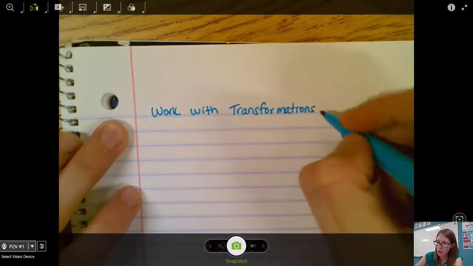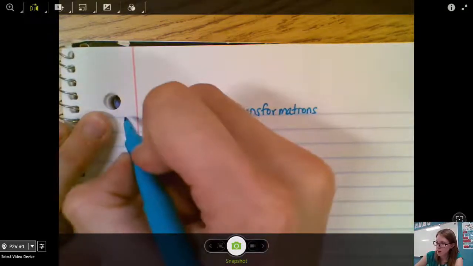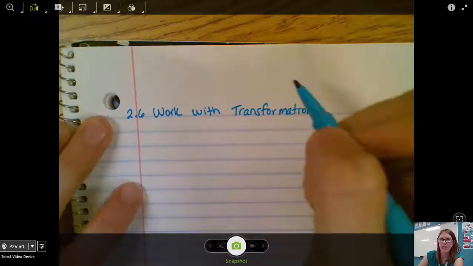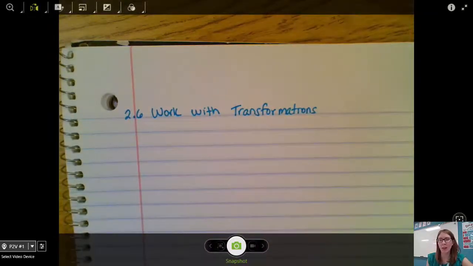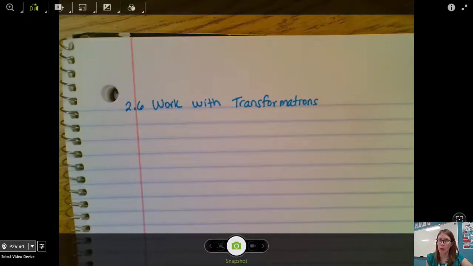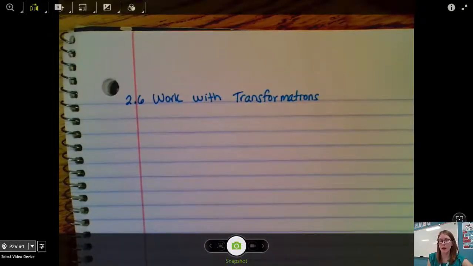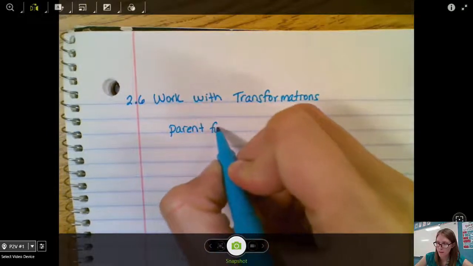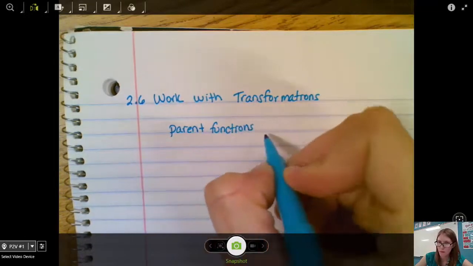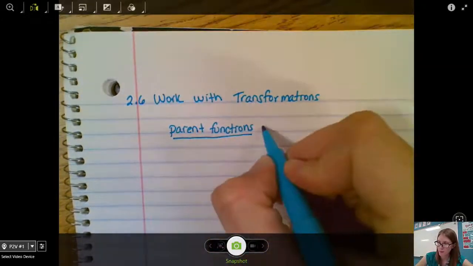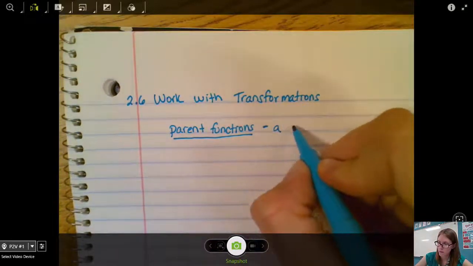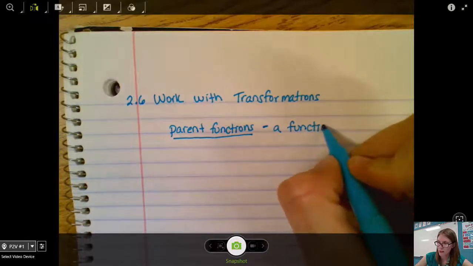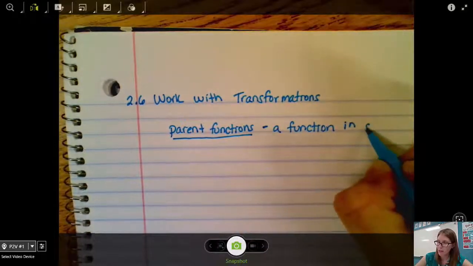This lines up with section 2.6 in your textbook. If you wanted to look there, I think I've mentioned we're not going to do a whole lot in chapter 2. We'll just kind of work with our transformations for a little bit before we go into chapter 3. So parent functions are these certain functions that are in simplest form. So again, it's a function in simplest form.